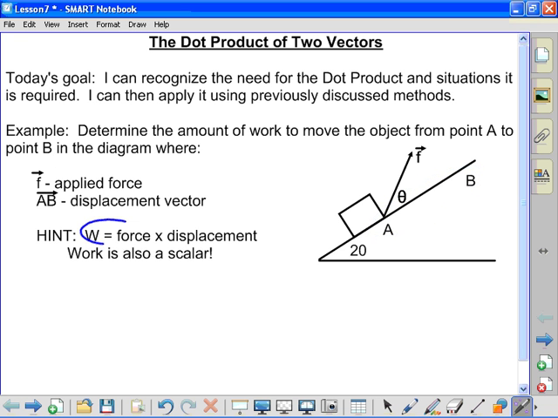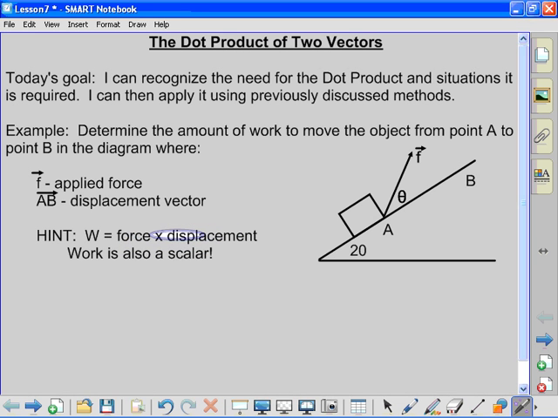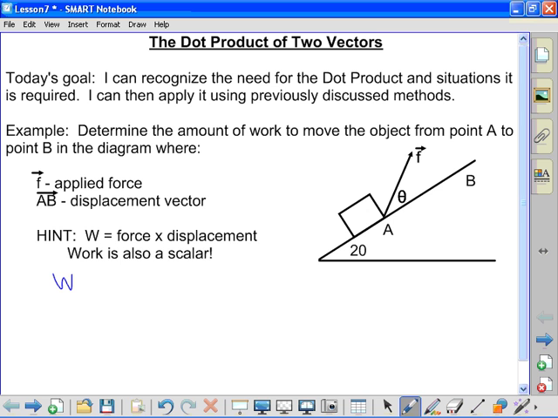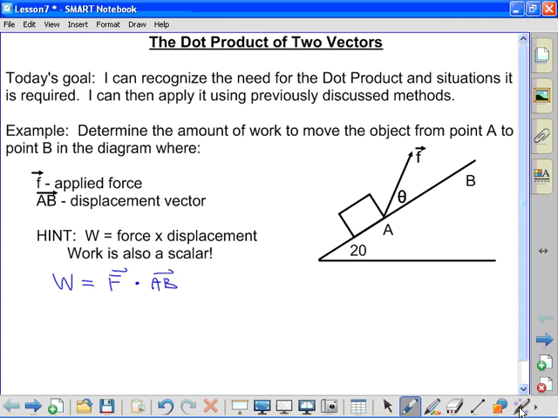Work is force times displacement, okay? So that's from physics. So W equals force vector multiplied by your displacement vector, in this case AB. All right. And work is a scalar. So when you do work, okay, work is just a measurement of joules, of energy. Okay, so there's no direction to it. So that's the formula. So what we're going to do is we're going to take it and develop our formula.